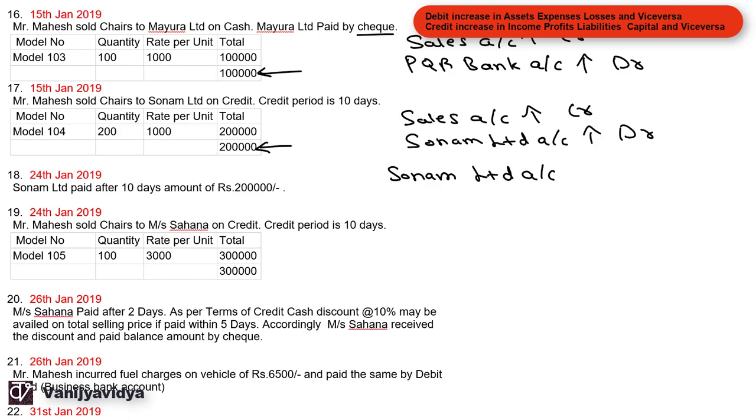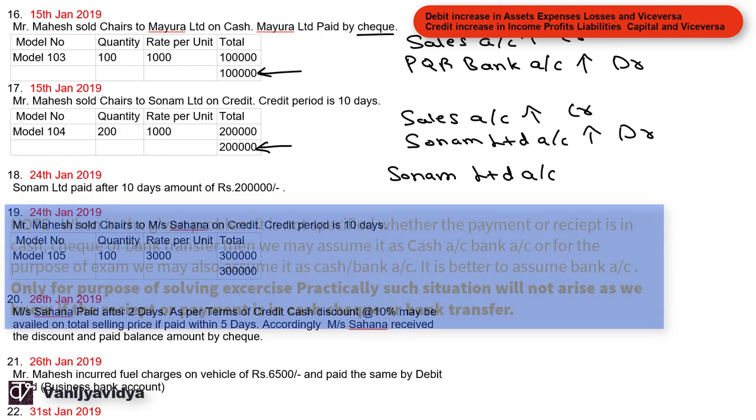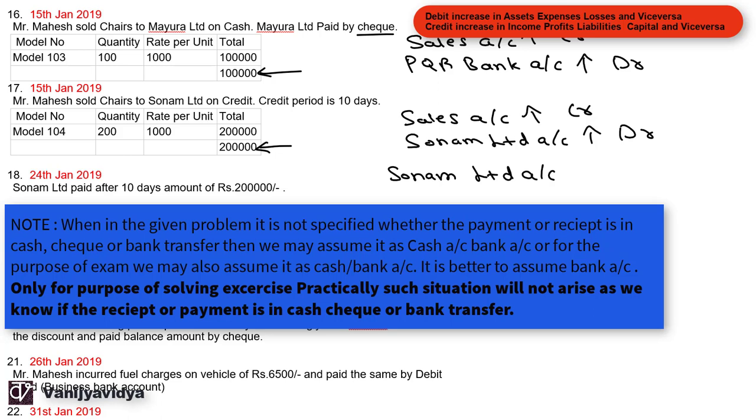Now it has not been specified whether she has paid by cash or check or bank transfer. Nothing is specified. So in this case we have to use our own discretion. Now there can be three ways to assume this. One is she paid by cash or she paid by check. Now for the purpose of our solving an example, we can also write it as cash/bank account.